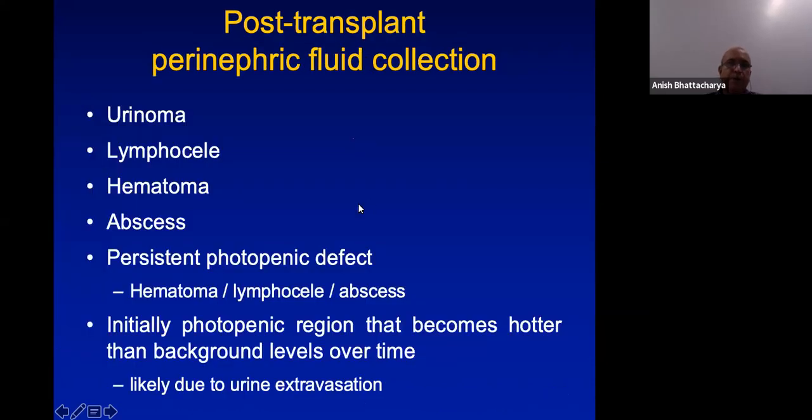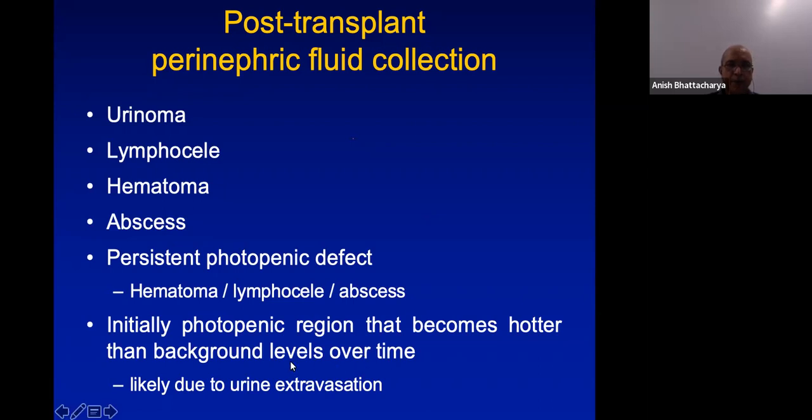Post-transplant perinephric fluid collection. Now, this is where it helps in differentiating urinoma from non-urinomas. So these will include lymphocele, hematoma, and abscess. They will all look the same on the scan. The urinoma will show a collection of tracer adjacent to the kidney. A persistent photopenic defect would indicate one of these three: hematoma, lymphocele, or abscess, which has to be then correlated with the clinical condition of the patient.